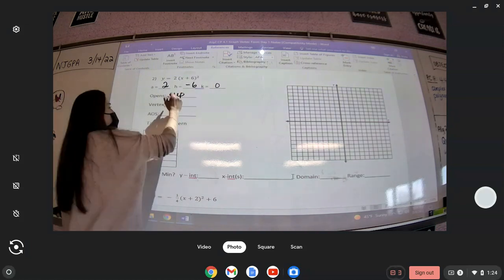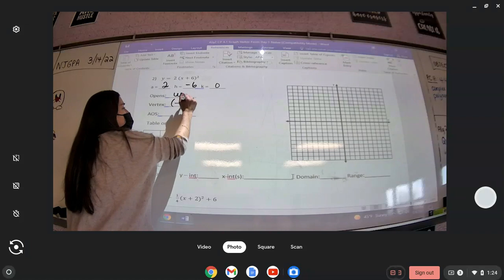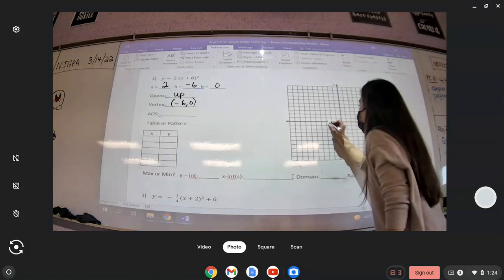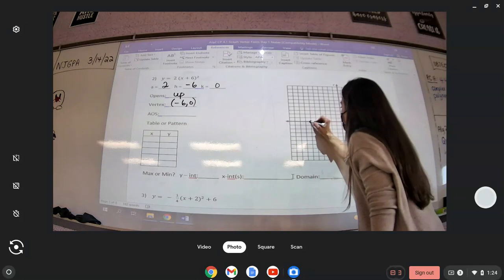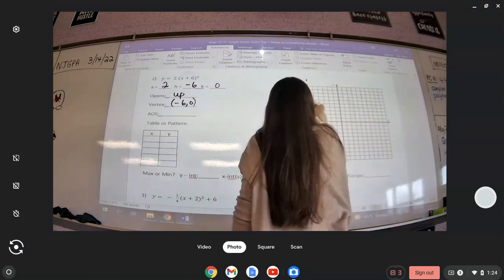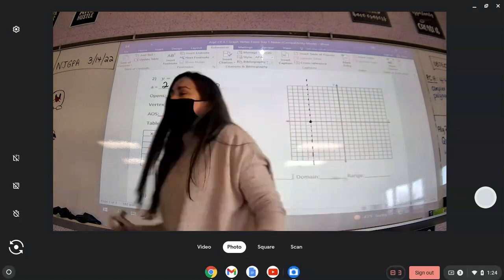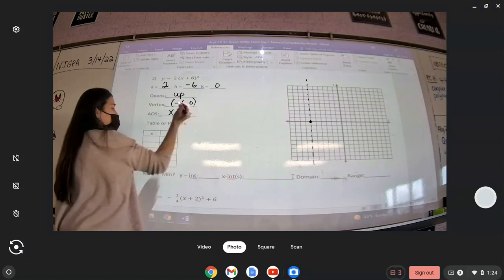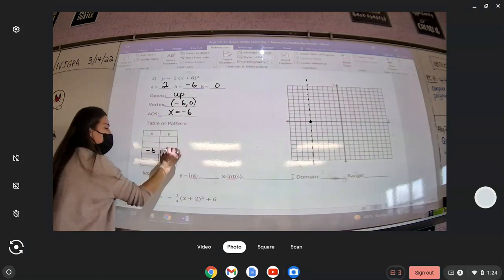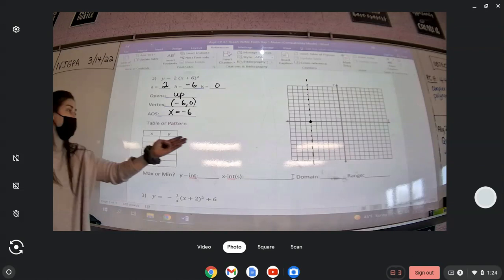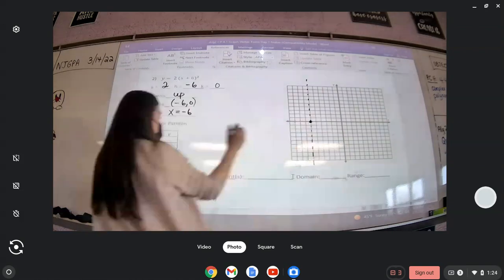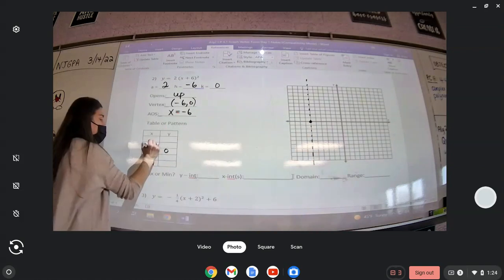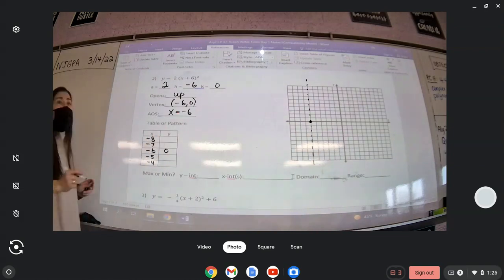All right, that means our vertex is the point -6, 0. Done. Let's go. Start graphing. Left 6, up or down, none. All right, give myself some AOS for symmetry. Anybody know who the AOS is? X equals -6. So now you can put your vertex in your table and pick 2 x's to his right, -5, -4. Or you can pick 2 x's to his left, -7, -8, and start plugging them in.